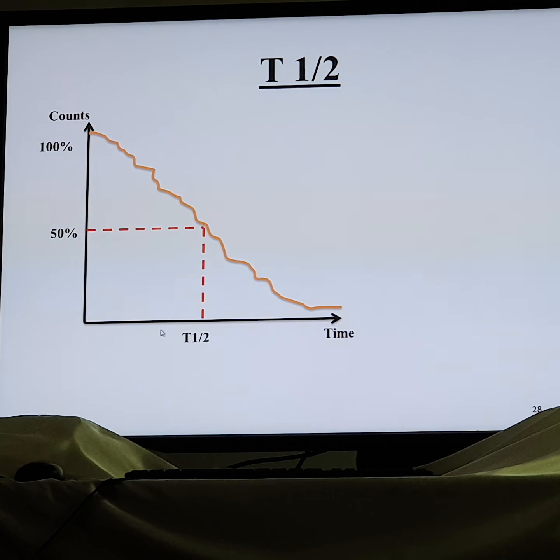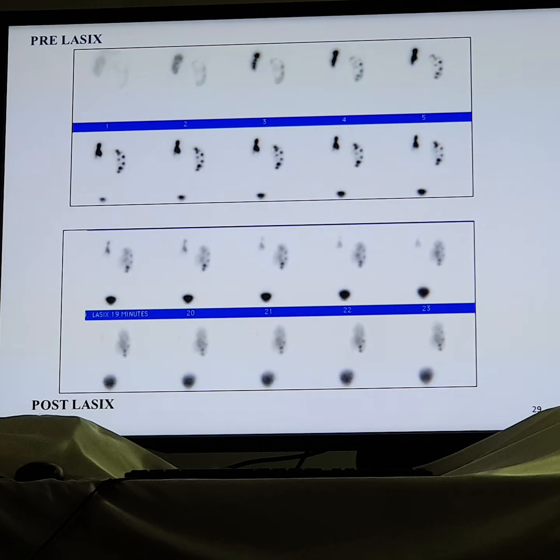Okay, there is something called the half time. This is the time when the kidneys excrete half of the uptake, and it should be between 7 to 12 minutes. In this range, the kidneys are normal. The function of the kidney is normal. More than this, we have the impression of disease or obstruction.